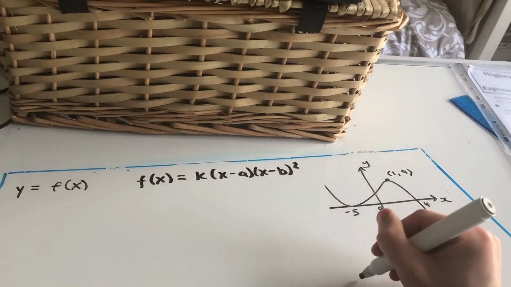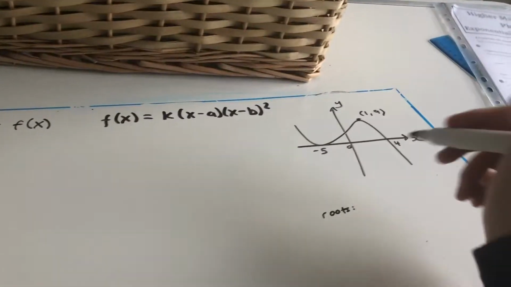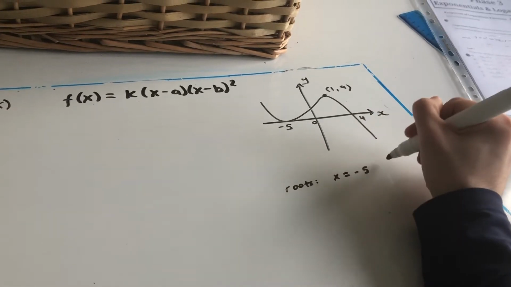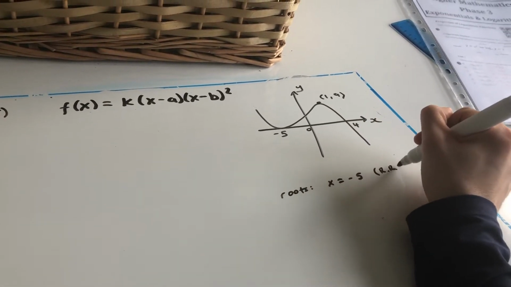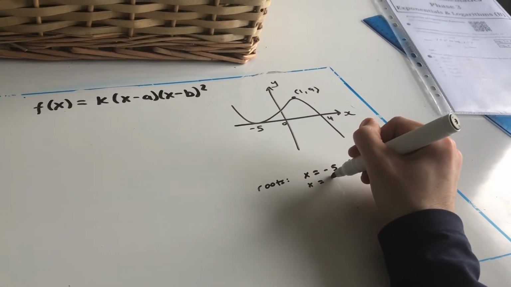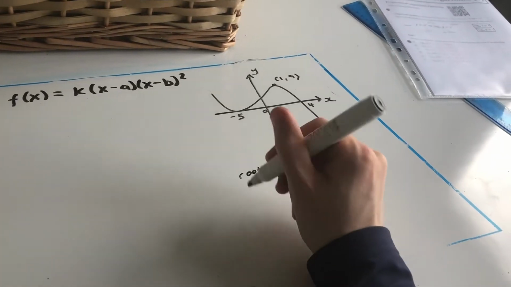So I'm going to start off by writing down what my roots are and then working out what my factors are, right? So the roots are going to be x equals -5, and that's a repeated root. Okay, and the other root is x equals 4, right? So if that's what the roots are, then we can work out what our factors are.